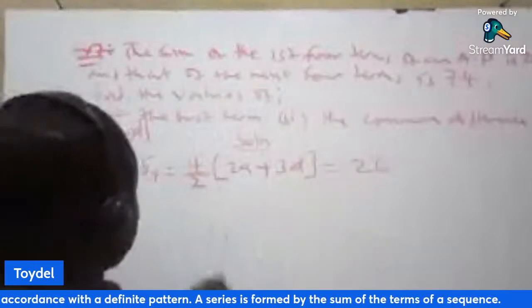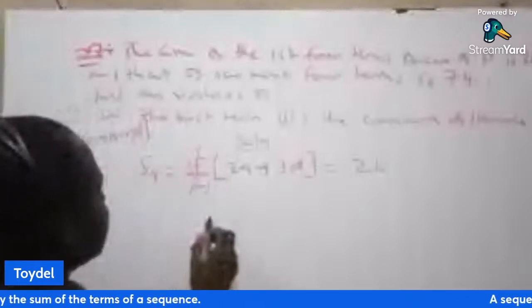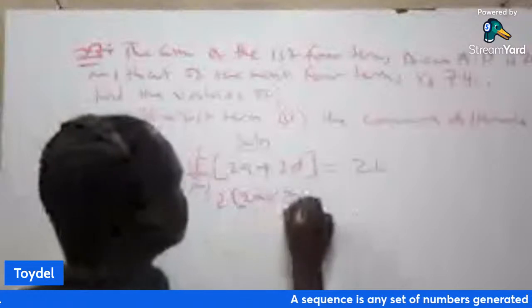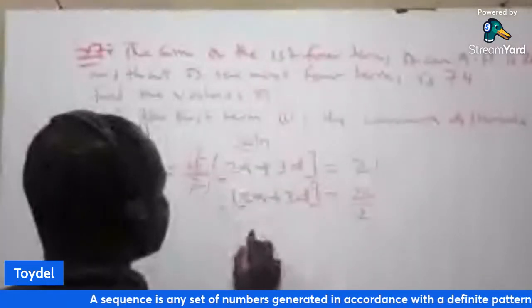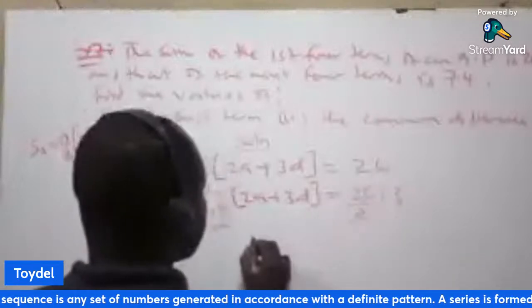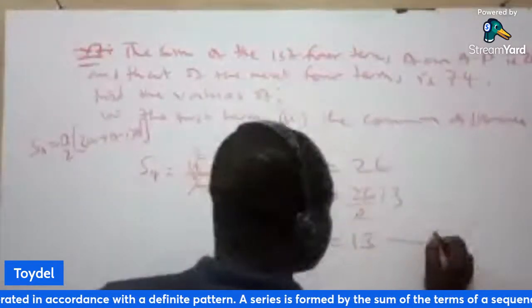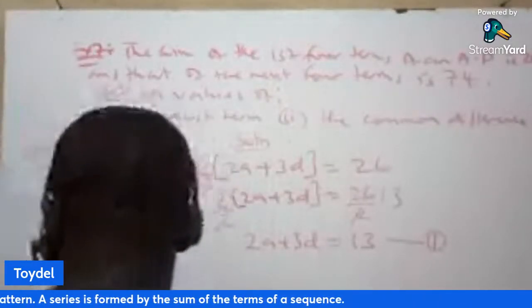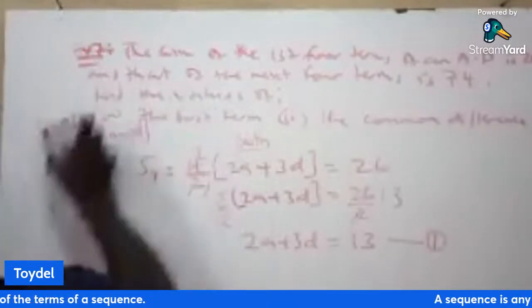Then from there, 2 here 1, 2 here 2. We can have it to be 2 into bracket 2a plus 3d is equal to 26. 2 can still divide everything, so that at the end we have 13. So we have 2a plus 3d is equal to 13. I can call that equation 1. That's what I'm going to get. That is the first part of the question.